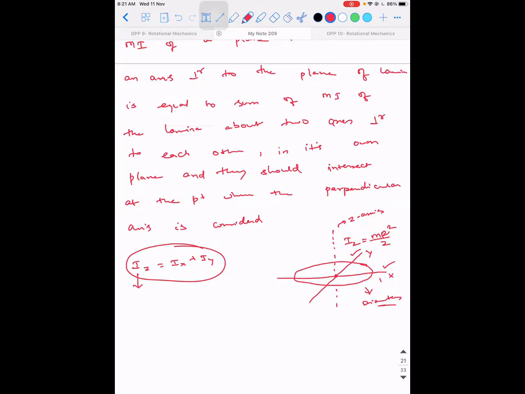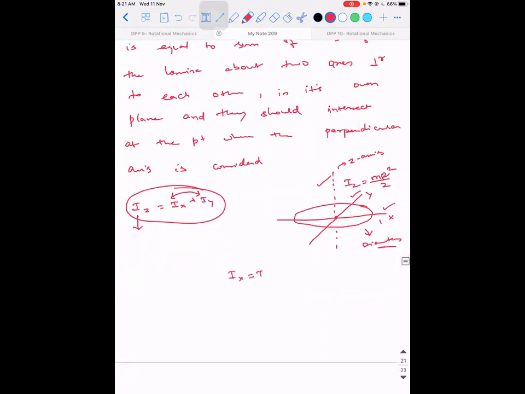And the most important of all is the left hand side should be the one which is not in the plane of the lamina. But the right hand side, you're adding two values, right? Two moments of inertia. Those two values should be the moment of inertia of the system about the axis which are in the plane. If you see, diameters are in the plane, whereas the axis is perpendicular to the plane. That is why if you try to write Ix is equal to Iy plus Iz, it is wrong. Don't do that mistake. That's what the statement says.